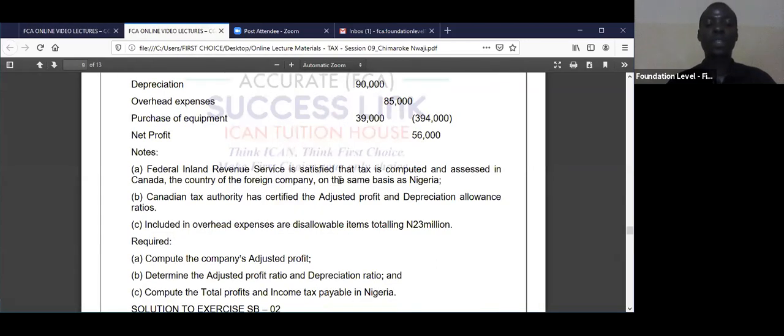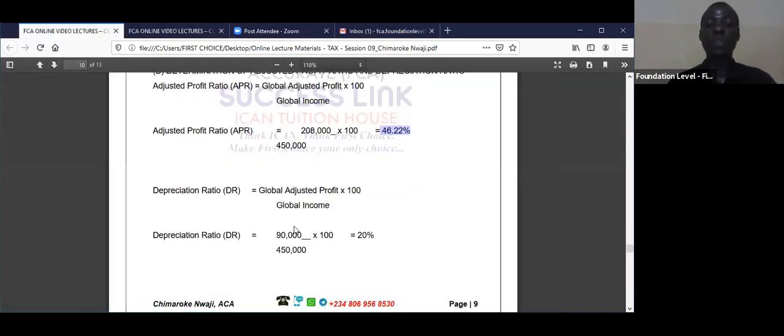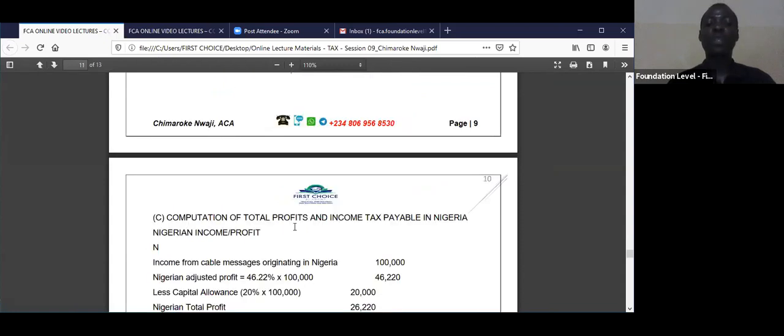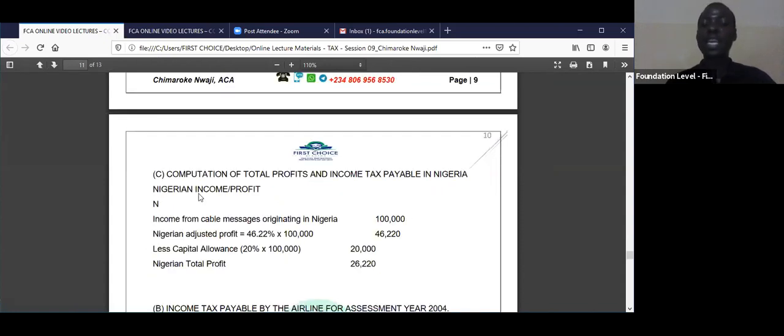The third one is compute the total profits and income tax payable in Nigeria. So now this is where we are applying it to Nigeria. So what do we do for income tax in Nigeria? We will have to bring our Nigerian income and profit. So this is our Nigerian income. This is the only thing giving us income in Nigeria, which I say is 100,000. You underline it double. Then you come and say Nigerian adjusted profit. You have to bring adjusted profit ratio.